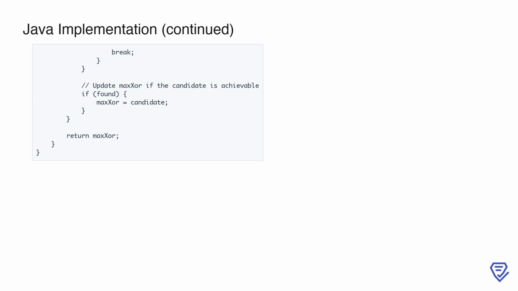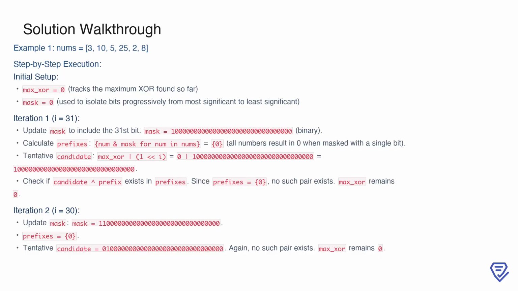To solve this problem, we aim to find the maximum possible XOR between any two numbers in the array. We start by initializing two variables, max_XOR, which keeps track of the highest XOR value we've found so far, and mask, which helps us isolate the more significant bits of the numbers progressively, starting from the most significant bit. In the first iteration, where i equals 31, we update mask to include only the 31st bit, which is the leftmost bit in a 32-bit integer.